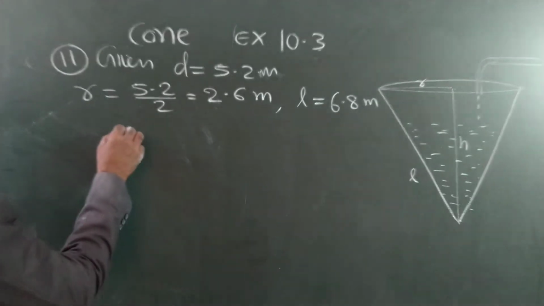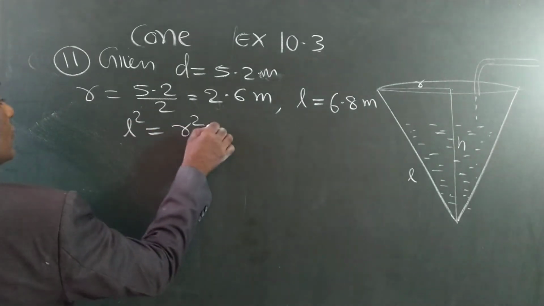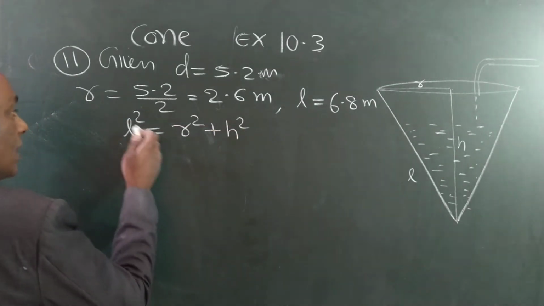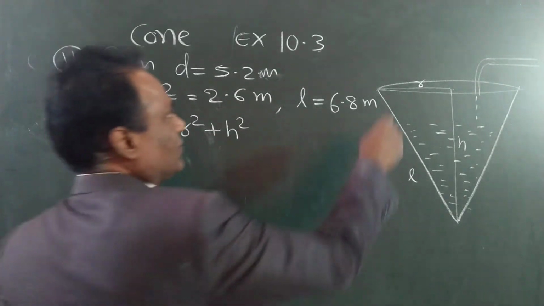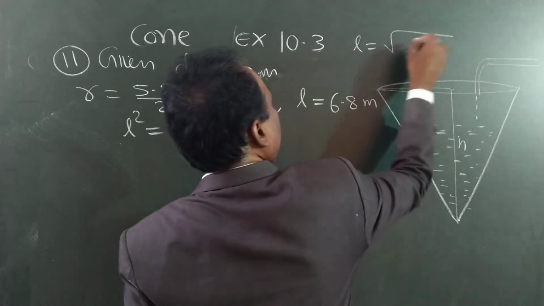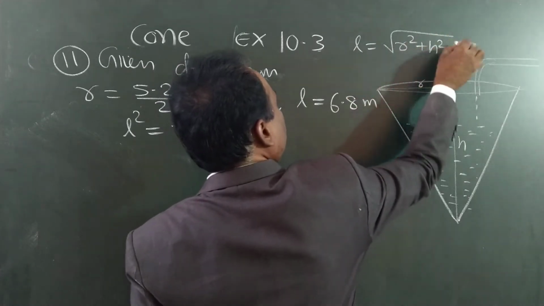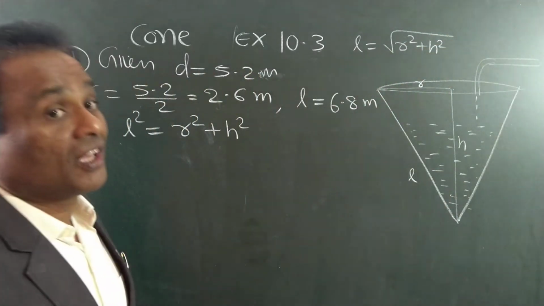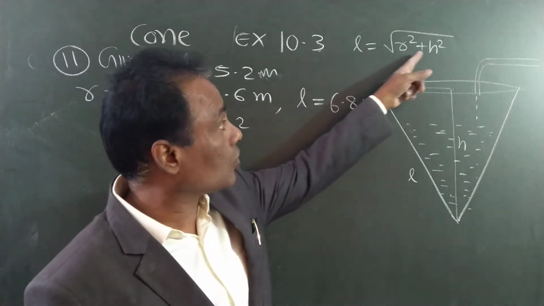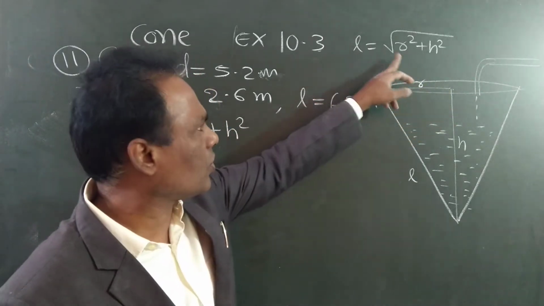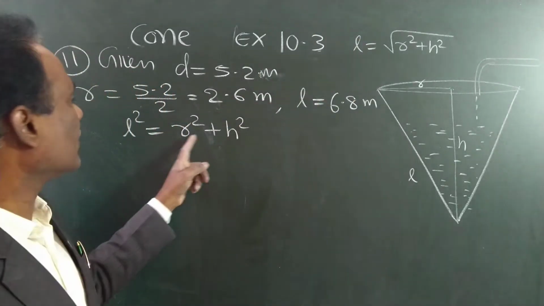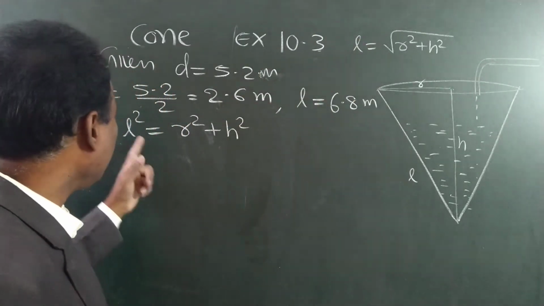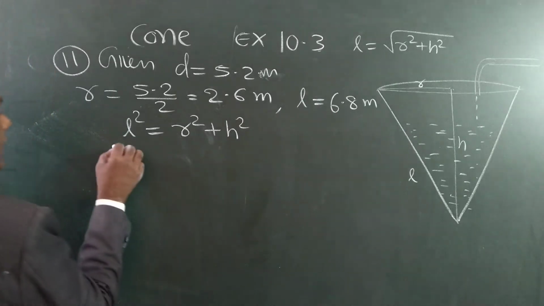See the relation. L square is equal to r square plus h square. I gave this formula in the form of L is equal to root of r square plus h square, our first formula in the cone. Squaring both sides, the root cancels and we get L square is equal to r square plus h square. This is the relation. L is 6.8.